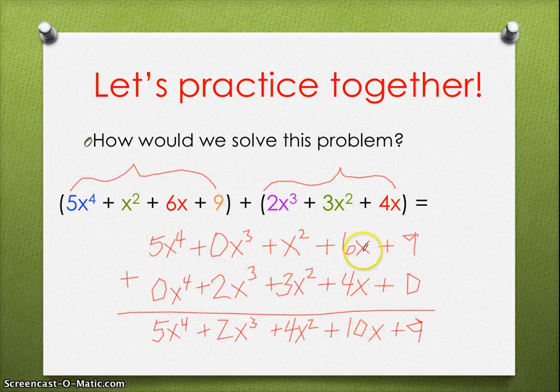Now notice how when I added 6x plus 4x, I get 10x. This doesn't mean that we're going to carry that x into the next place. This is a separate expression. So we're going to treat it like a separate expression, and we can't combine it with terms that are not alike, just like we can't combine apples and oranges.